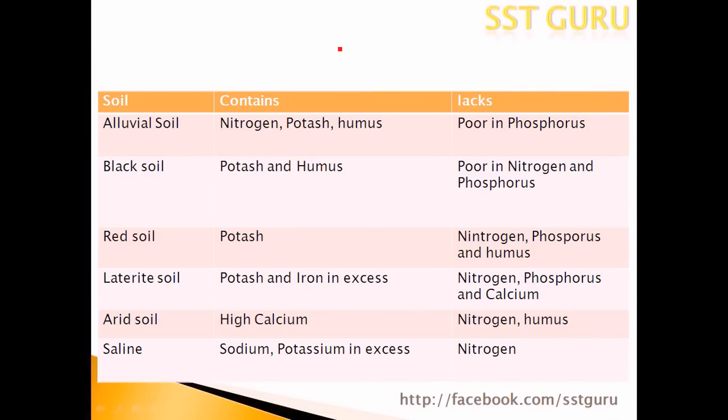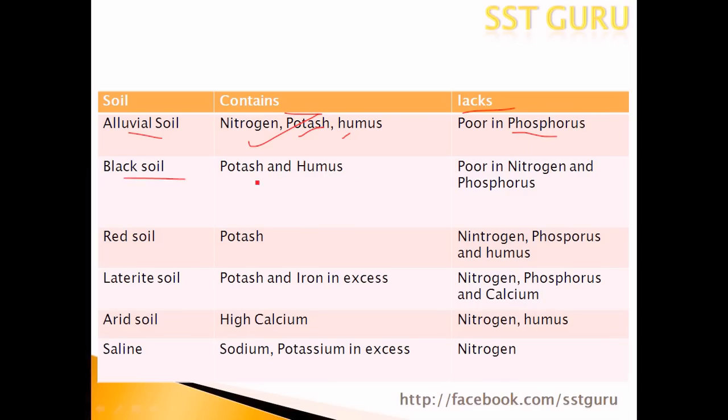Now as I told you, I had prepared this table for you, and the source of this is nowhere else, just from your NCERT textbook. So the alluvial soil, what it contains and what it lacks. Now you see, the alluvial soil contains nitrogen, potash and humus, and it lacks phosphorus.